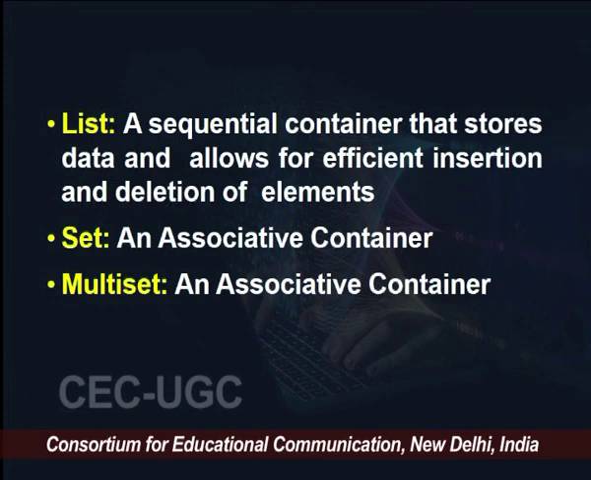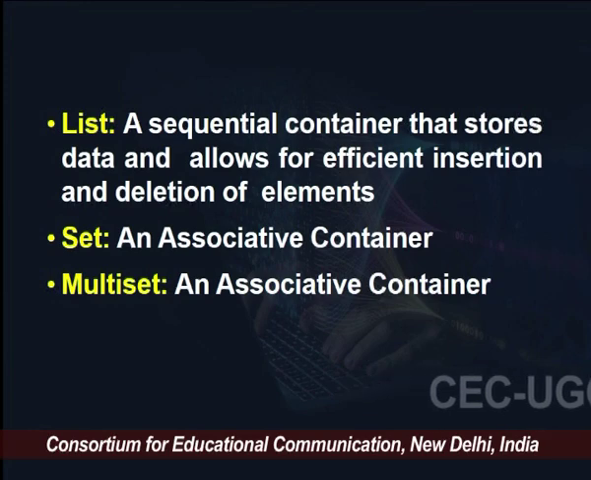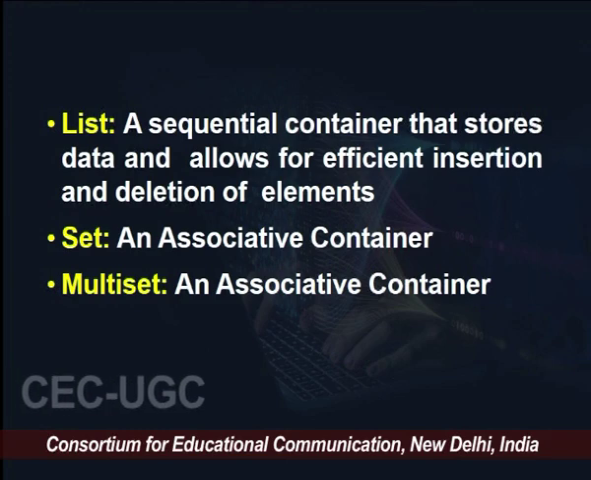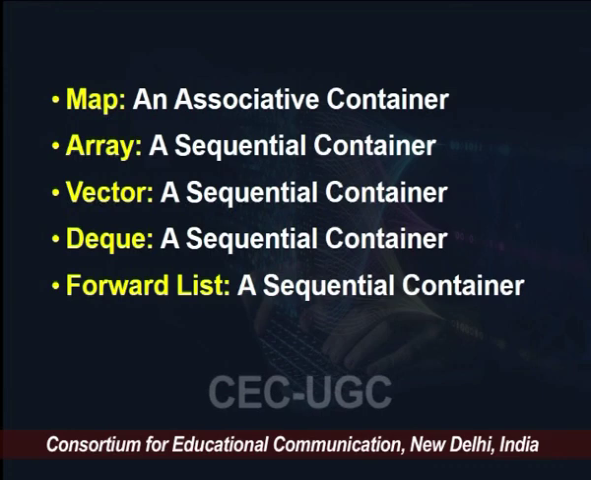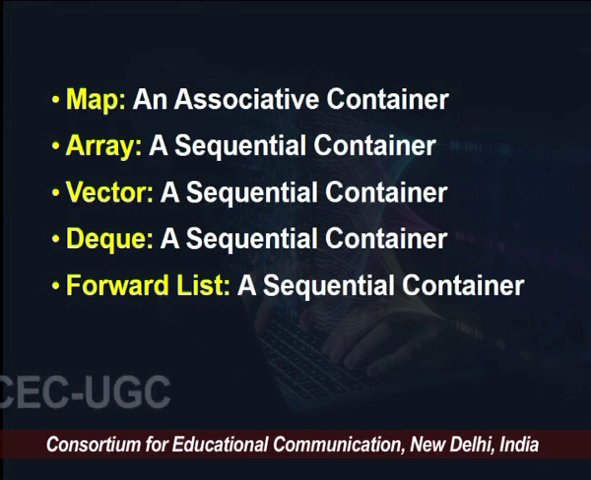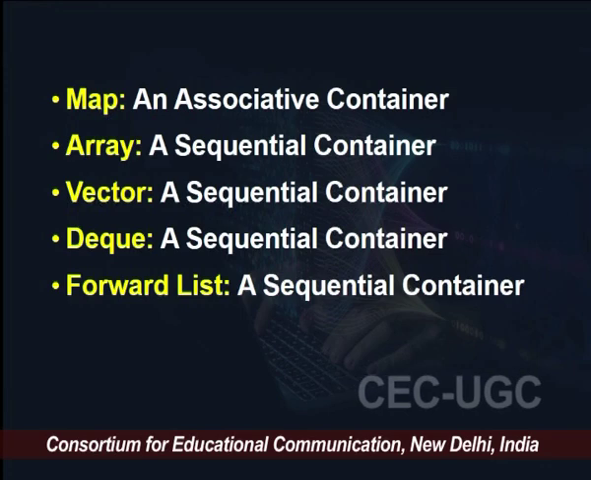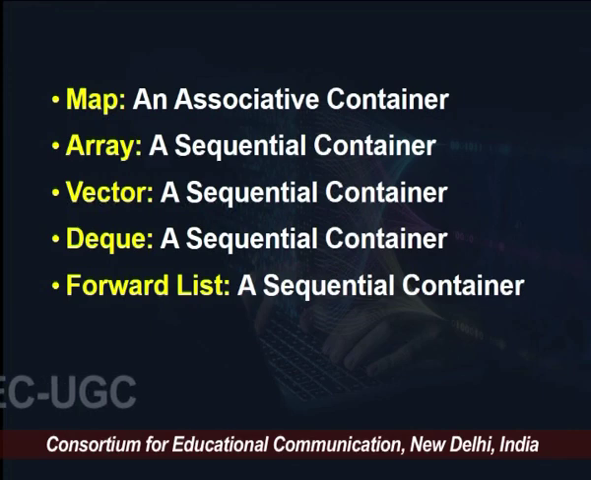Set is an associative container. We may also drill down into the details of set. Then we have a multi-set, which is also an associative container. Apart from that, we have map, again an associative container. Array is a sequential container. Vector, which we have already seen, is also a sequential container. Then we have deque, a sequential container, and a forward list, which is also a sequential container. Here I have just told you the names of those containers.